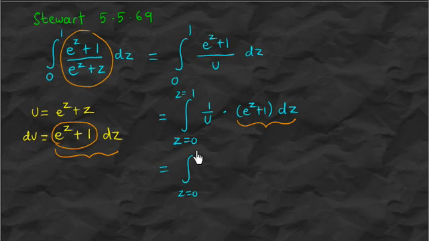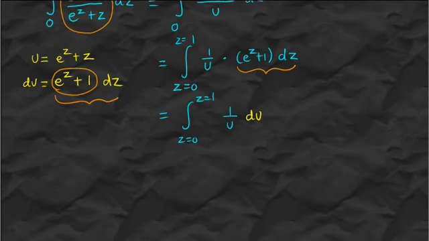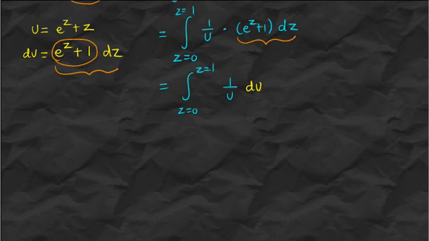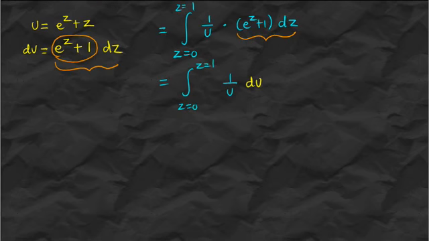So this integral is equal to the integral from z = 0 to z = 1 of 1 over u du. Now what we need to do is to change the limits of integration. Remember that this limit of integration is for the z variable, and we want to change it into the limit of integration for the u variable. So recall that our u is e^z + z.